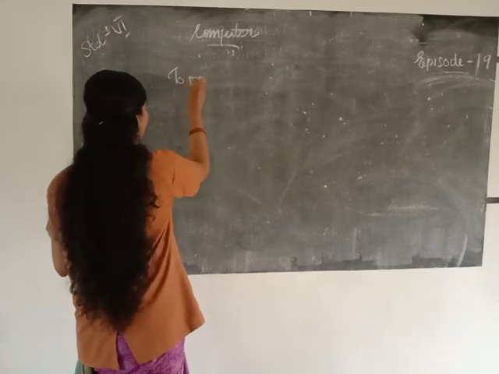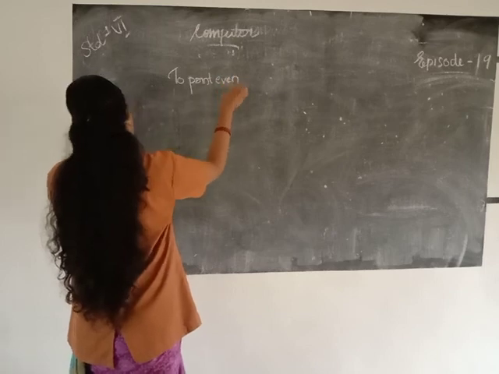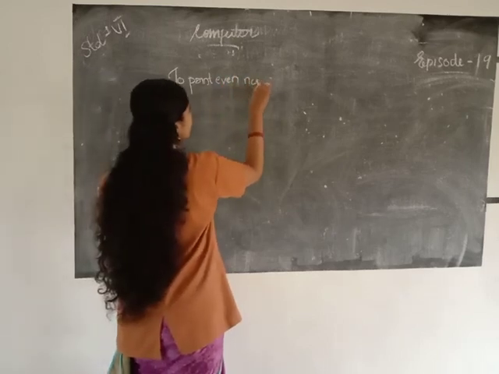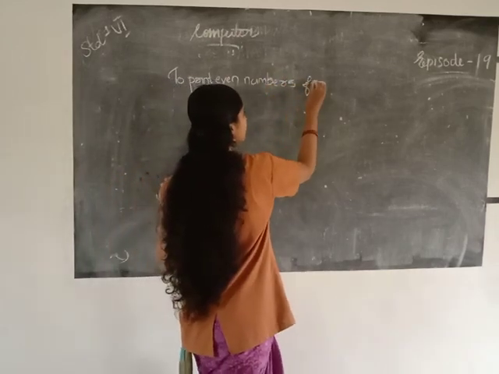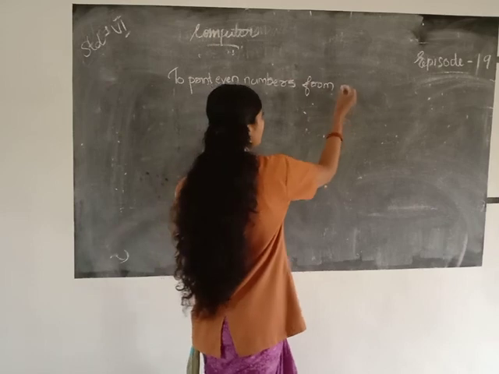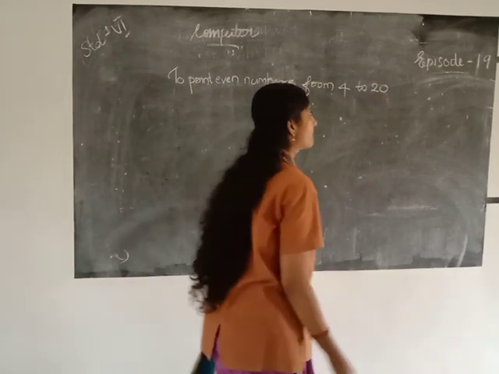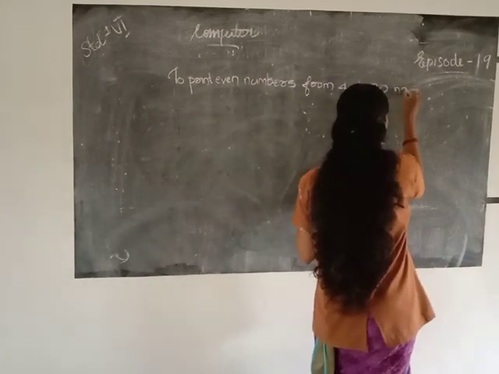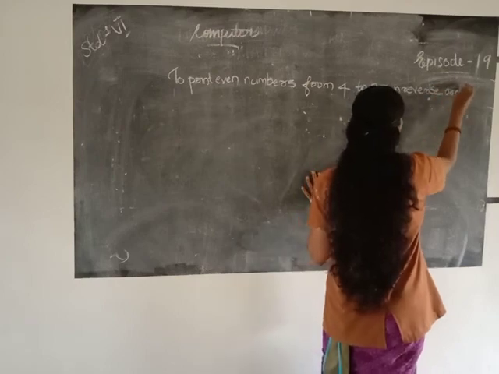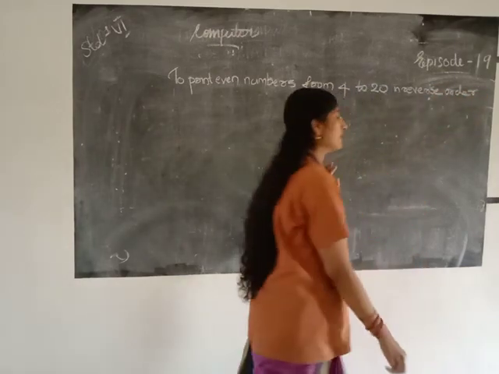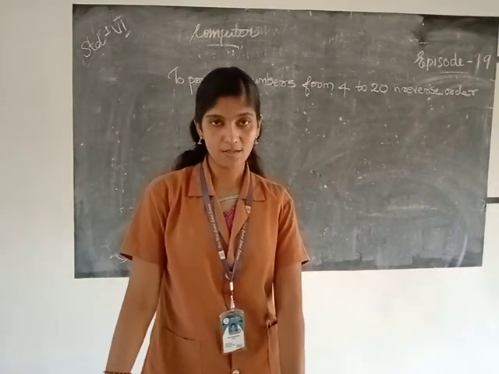To print even numbers from 4 to 20 in reverse order. To print the even numbers 4 to 20 in reverse order.